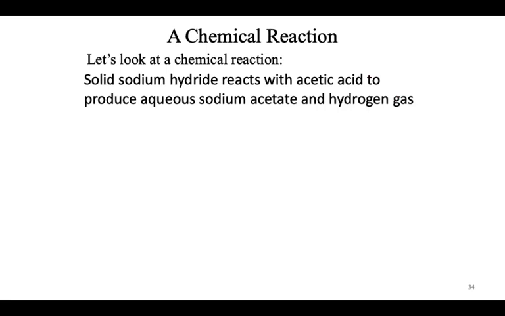So, chemical reaction. Let's see what we can do. Solid sodium hydride reacts with acetic acid to produce aqueous sodium acetate and hydrogen gas. What do you see? Oh, it's an equation. That's a chemical equation. Cool. What about that tells you it's a chemical equation? Reacts with is plus. That's a good start. What else do we have? Produces equals. Way to make this as difficult as humanly possible. To produce is our arrow.